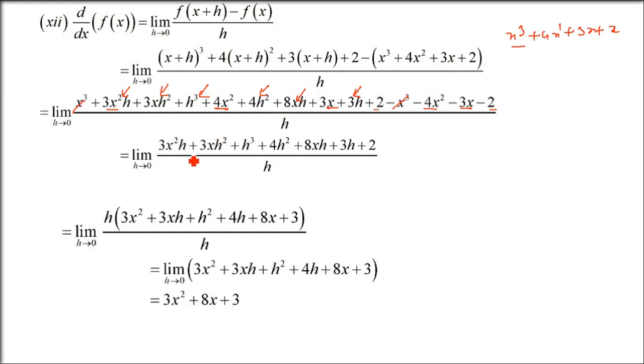Now what do you do here? 3x square h, h cube, 4h square, 8xh plus 3h, and this is not there, so we take h common from here. When you take h common, h is already in the denominator, so h gets cancelled. So what do you get? This term, and now put h as 0. This 0, this 0, this 0, 3x square plus 8x plus 3 will come. Only 3x square plus 8x plus 3 is going to come.